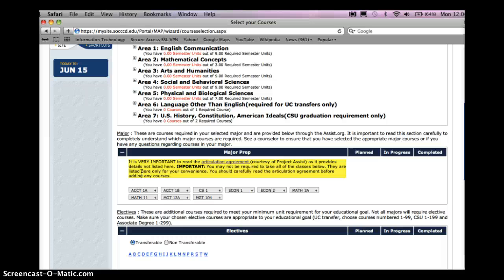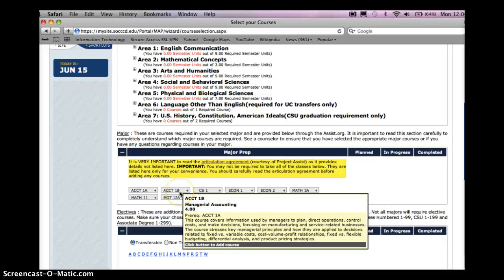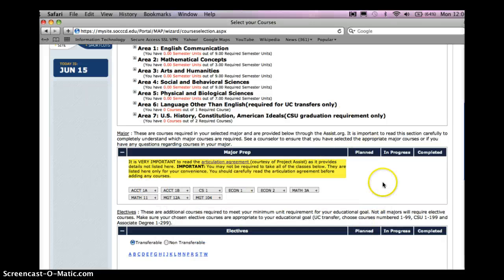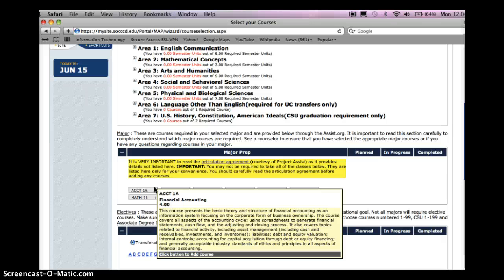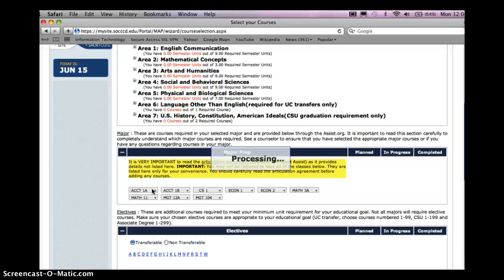I prefer for you to first populate your major prep before your general ed because again there might be classes that overlap. With that said, let's go ahead and start populating your major prep. How do we do that? We simply click on the classes. You'll note that within MAP it provides you a description of each class, the number of units in the class, and any prerequisites. As I click there, Accounting 1A goes into the plan column.